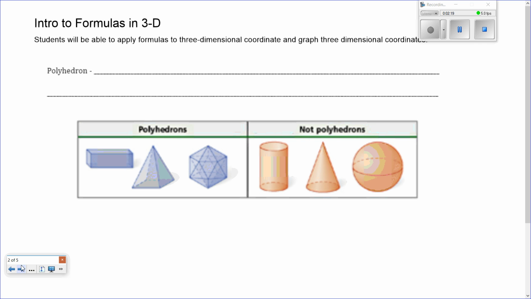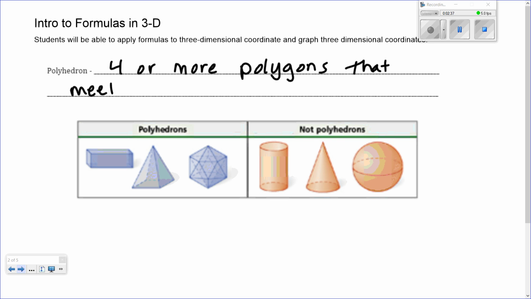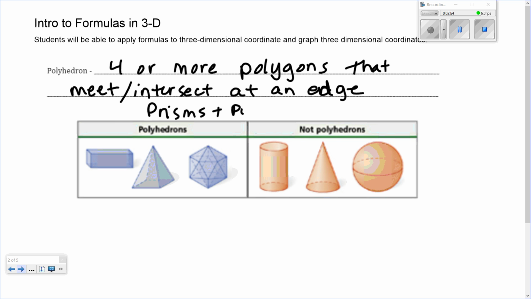I can get there. Okay, so we should be able to apply formulas in 3D and graph in 3 dimensions. So your polyhedron is 4 or more polygons that meet or intersect at an edge. Okay, really we're talking about for our polyhedrons, it's all your prisms and your pyramids. Those are all going to fall under your polyhedron.